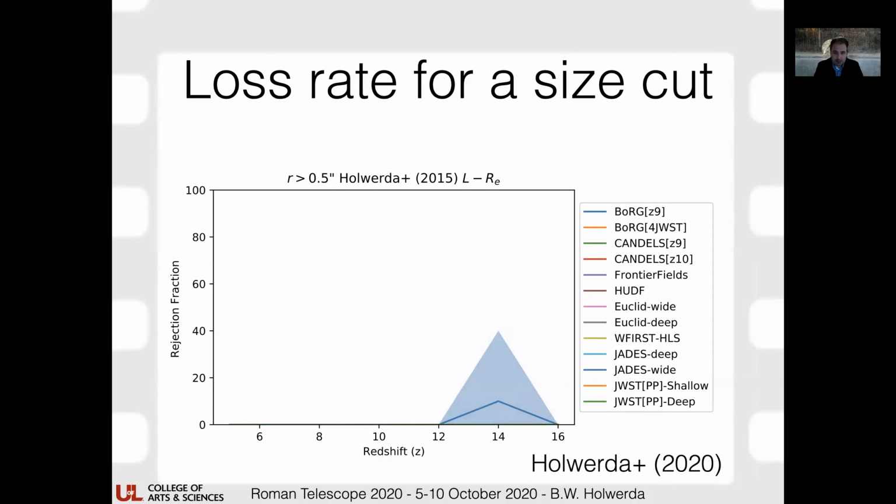If we then loosen that up a little bit to 0.5 arc seconds, we will only get an issue if we were trying to go beyond redshift 12 with HST imaging, and as shallow as the BoRG survey. So really, there's not much of an issue if you use a size cut or a size prior, provided it starts at about 0.3 arc seconds, and it is the relation from 2015 that we found for redshift 9 galaxies.